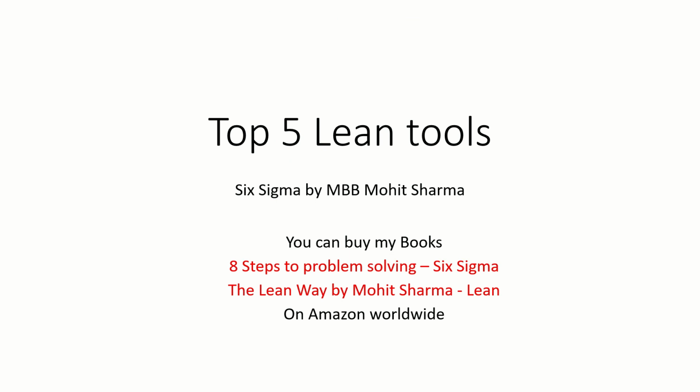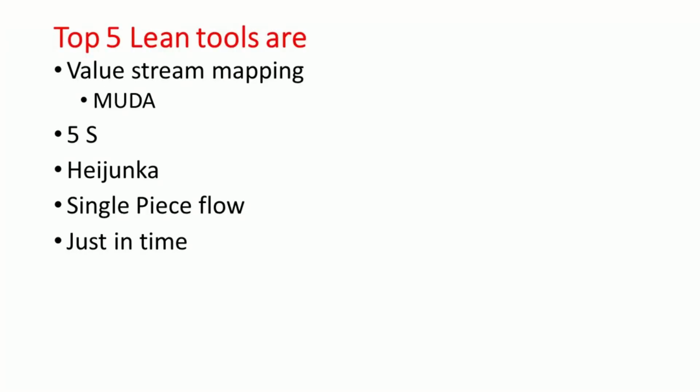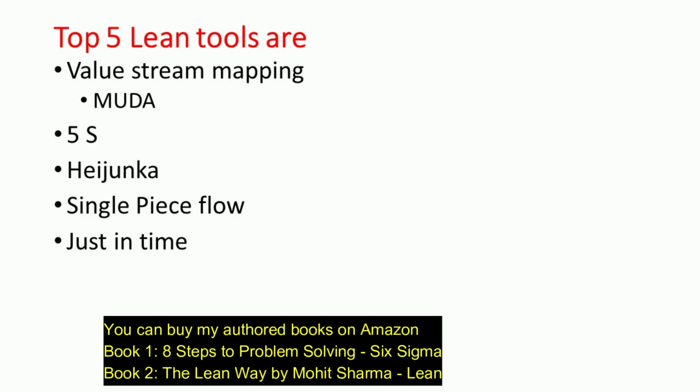Today I am going to talk about top 5 lean tools that are used in the industry. Top 5 lean tools are value stream mapping. Under value stream mapping, we will also understand what is muda and how we can identify muda in our value stream maps. The next tool is 5S. The next is Heijunka. The next one is single piece flow. And the last but not the least is just in time. So these are the 5 basic lean tools that are used in the industry.